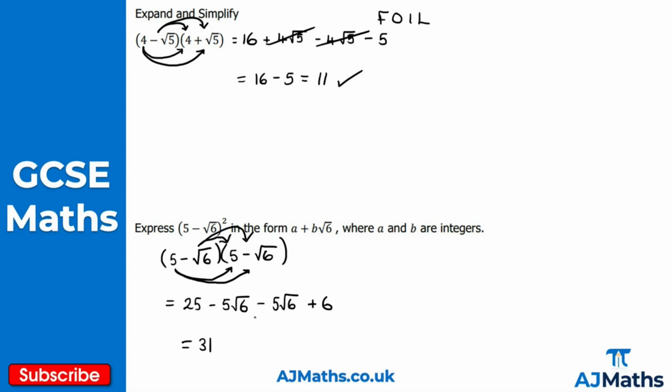And then I've got minus 5 root 6 minus another 5 root 6. So in total, once we collect like terms, I'm going to get minus 10 root 6 there. Okay. And there we have it. So what we can see here then is that it's a plus b root 6. So a must be 31 and b must be minus 10.